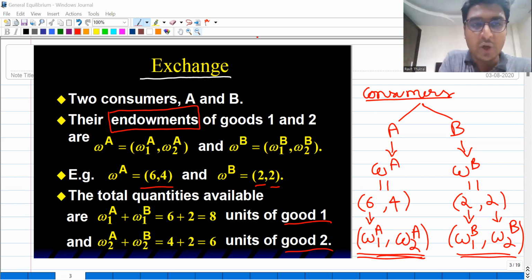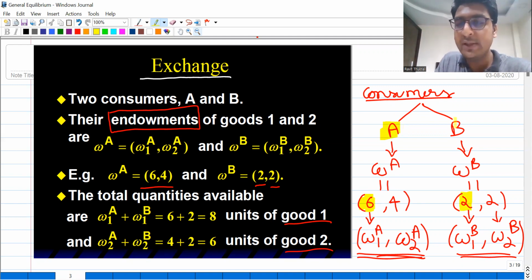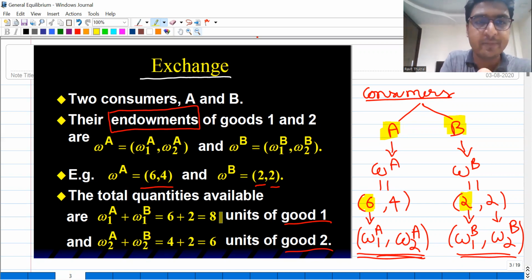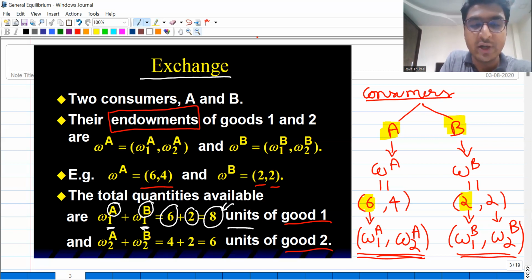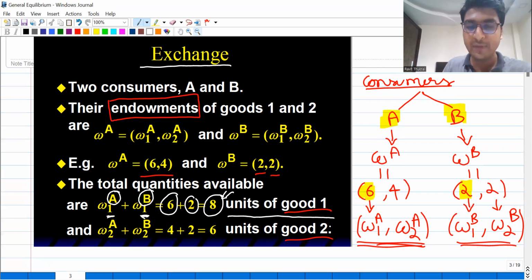So now in this economy, we have 6 units of good 1 available with consumer A and 2 units of good 1 available with consumer B. So इस economy में total 8 units हैं good 1 की, 6 units हैं consumer A के पास, 2 units हैं consumer B के पास of good 1. ठीक है, so total there are 8 units of good 1 in this economy.